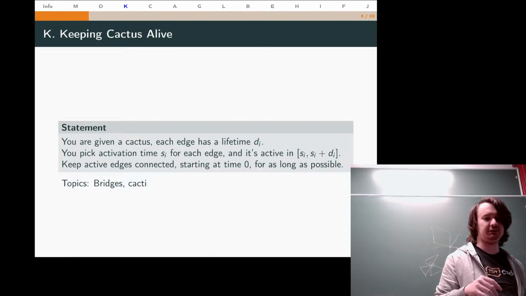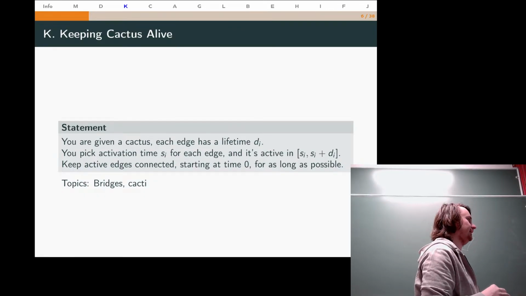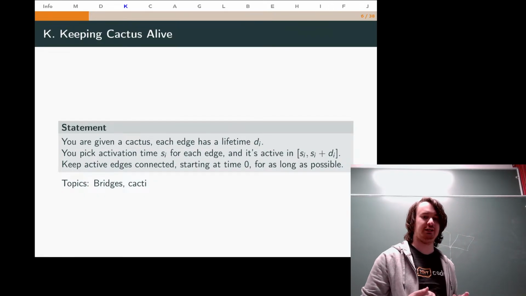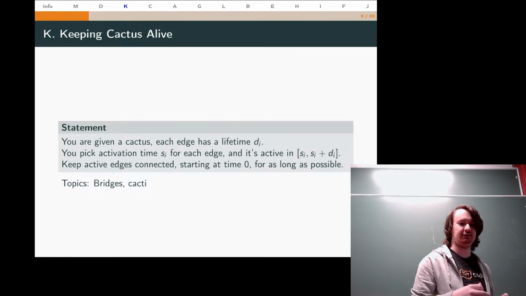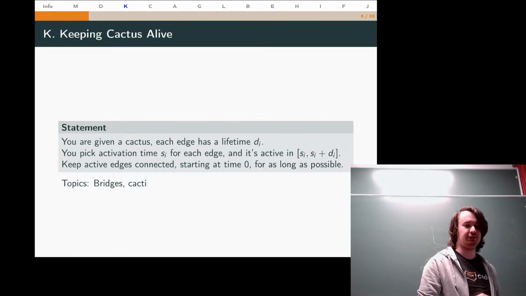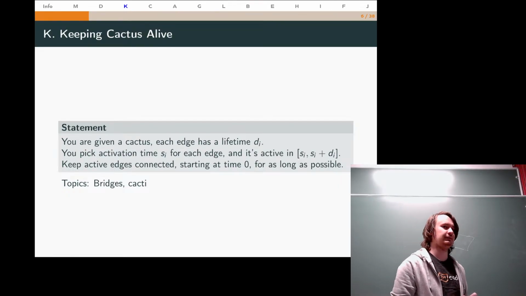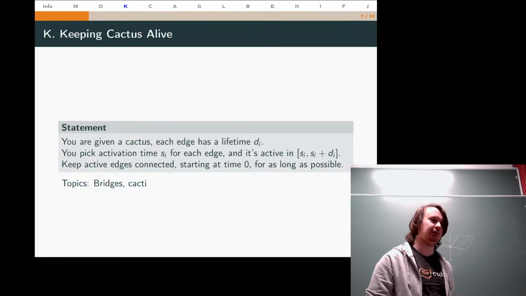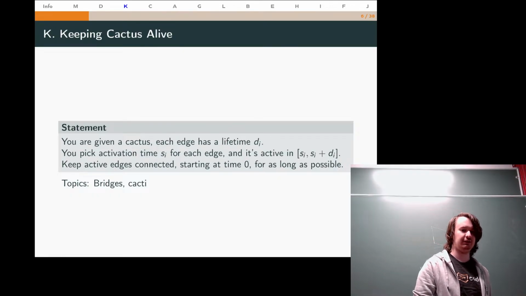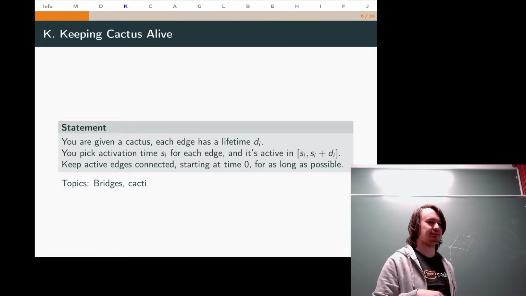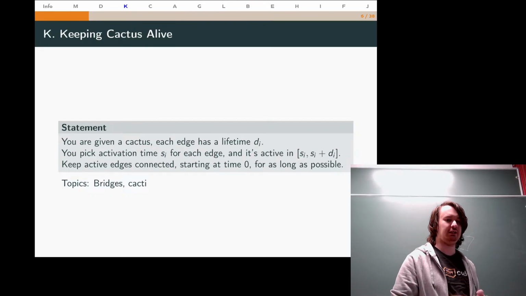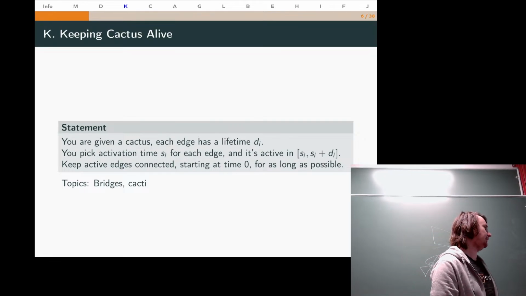We are given for every edge a so-called lifetime di, which is the length of a time interval, meaning we can keep the edge active for this amount of time. After that, for each edge, we may pick some start activation time Si, and then the edge is active from time Si to time Si plus di. And then we are asked to first of all start some edges at time 0 in such a way that the graph is connected at time 0, and after that we need to schedule starting times for all other edges in such a way that the graph is kept connected for as long as possible.